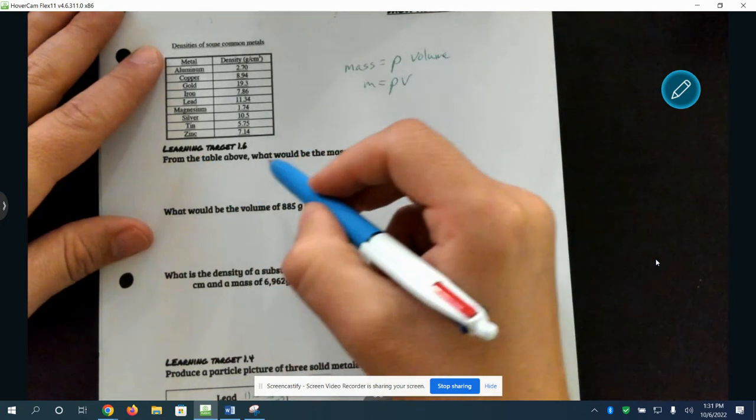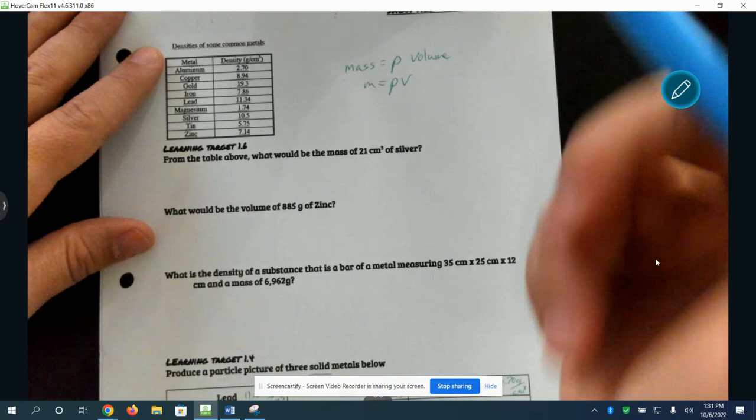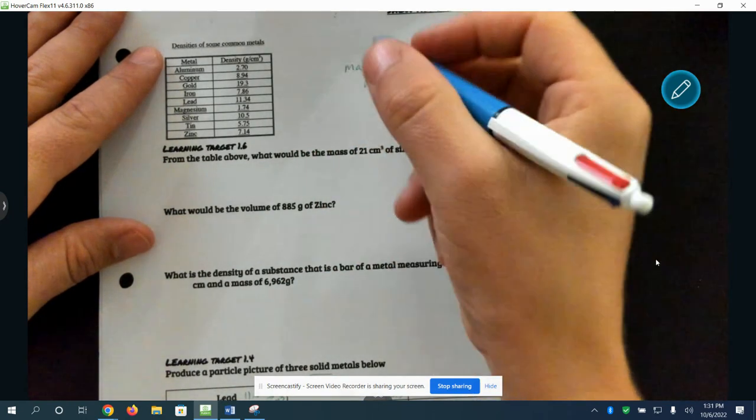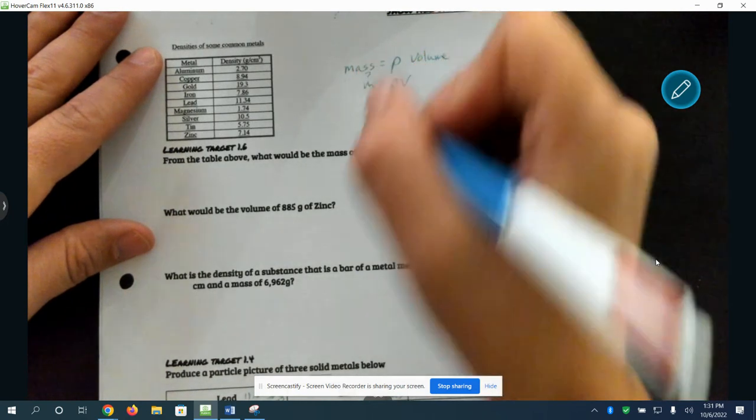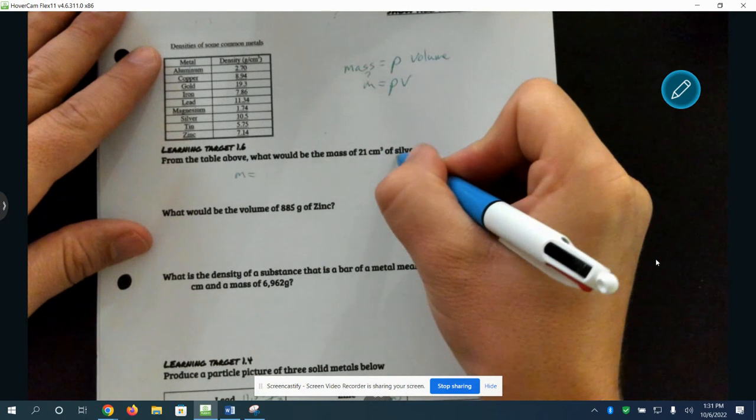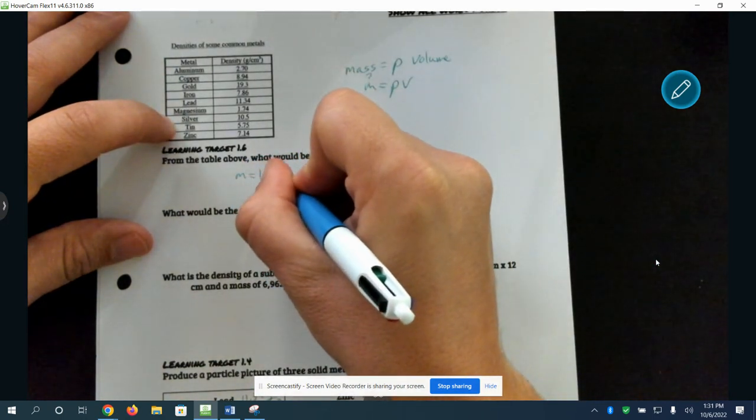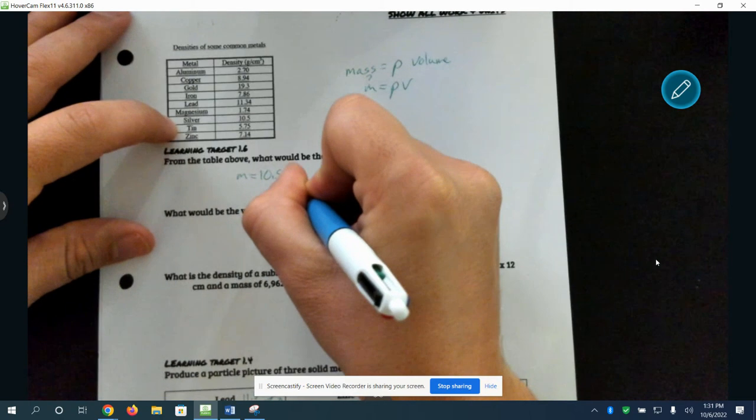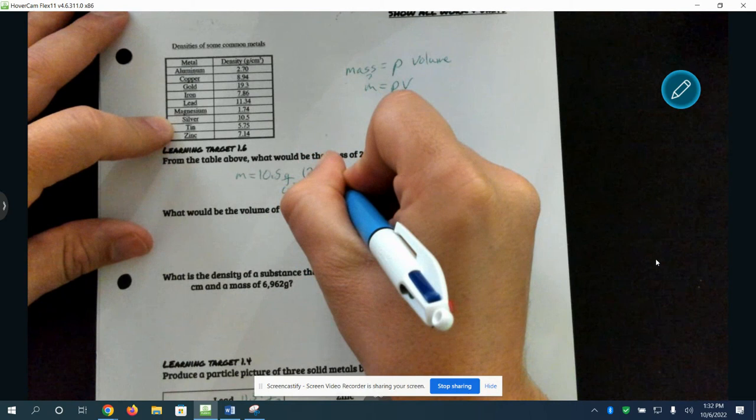So if we want to know this first question, what is the mass of 21 centimeters cubed of silver? Well, I'm going to solve for this. This is my first unknown. So I'm just going to write M. I know the density because I know the substance. It's silver at 10.5 grams for every centimeter cubed. And then I know the volume is 21 centimeters cubed.